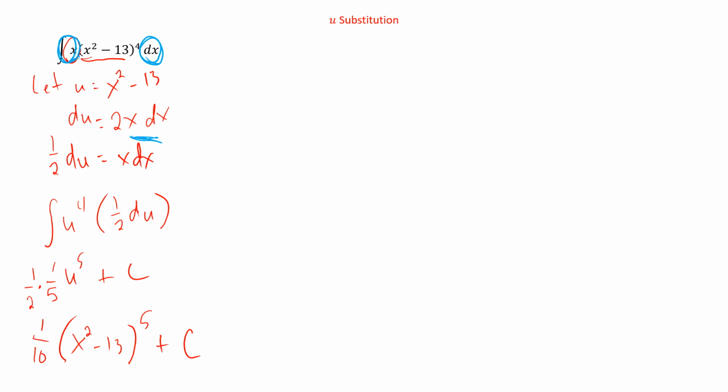So if we take the derivative, we'd multiply by the 5. 1/10 times 5 is 1/2, times (x squared minus 13) to the fourth times the derivative of that. That'd be 2x. The 2 and the 1/2 would cancel out to give us back what we started with. So in this method, it lets us deal with this stuff without having to multiply it out. And again, it's dealing with chain rule.